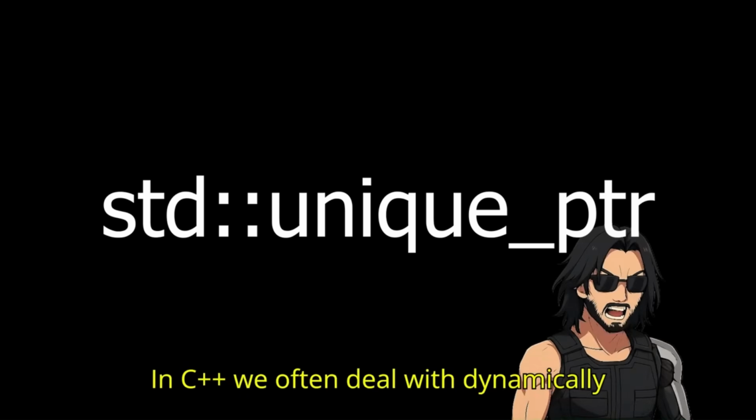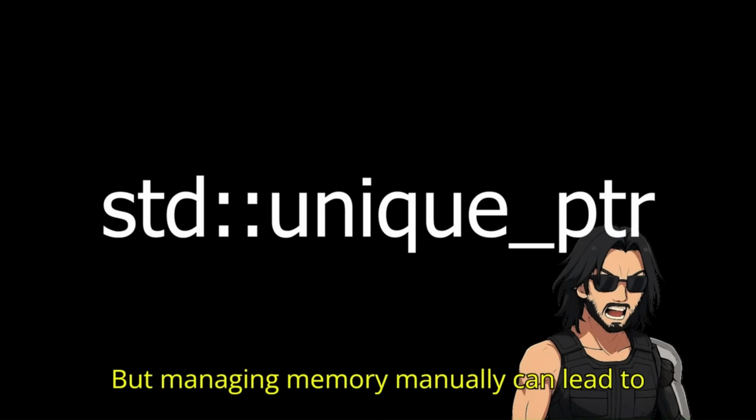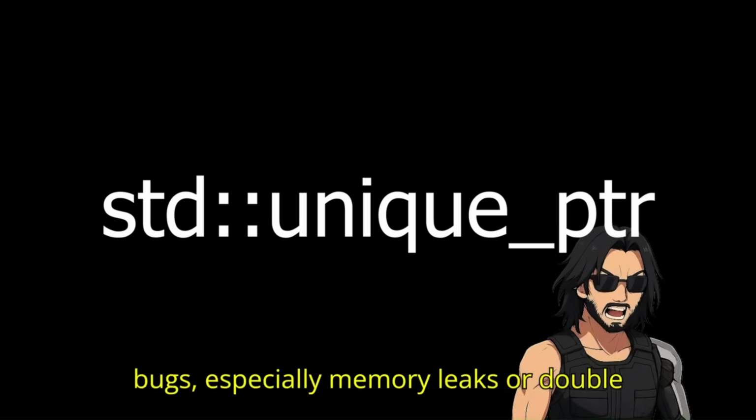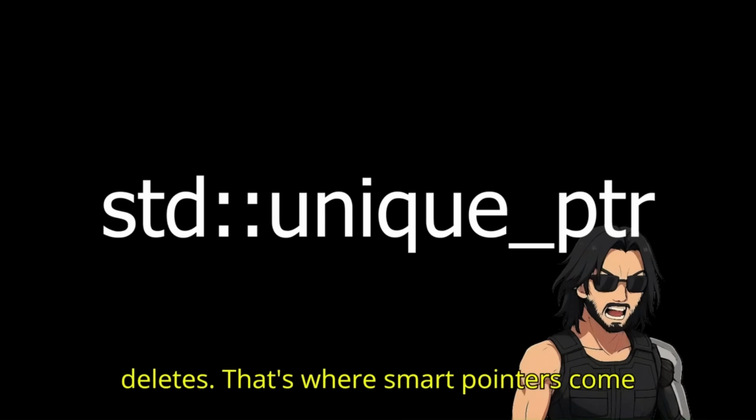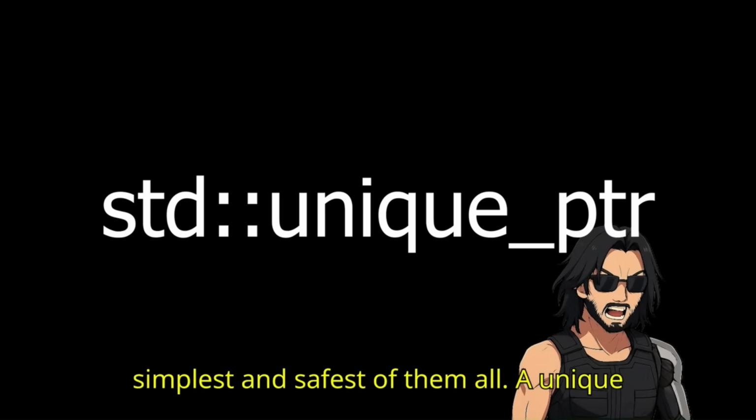In C++ we often deal with dynamically allocated memory using new and delete, but managing memory manually can lead to bugs, especially memory leaks or double deletes. That's where smart pointers come in. And std::unique_ptr is the simplest and safest of them all.